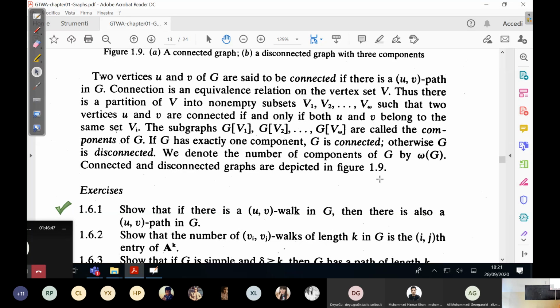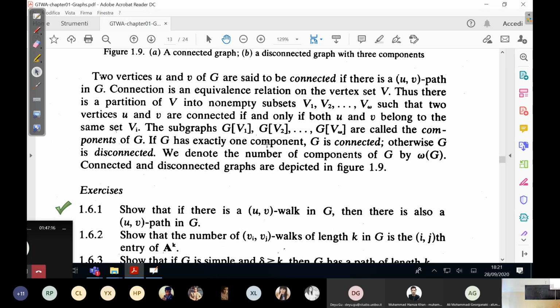If you have a UV path and you have a VW path, are you sure you have a UW path? We'll talk about this when we look at exercise 1.6.1. But I promise that transitivity is respected. So we have an equivalence relation. Equivalence relations induce a partition.